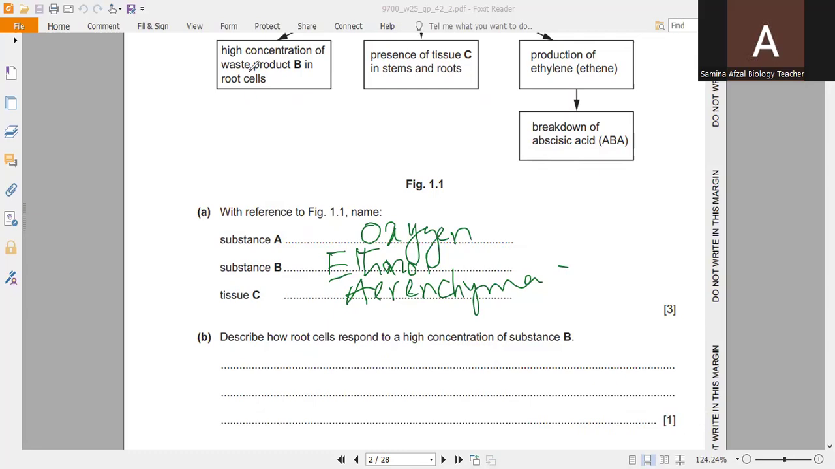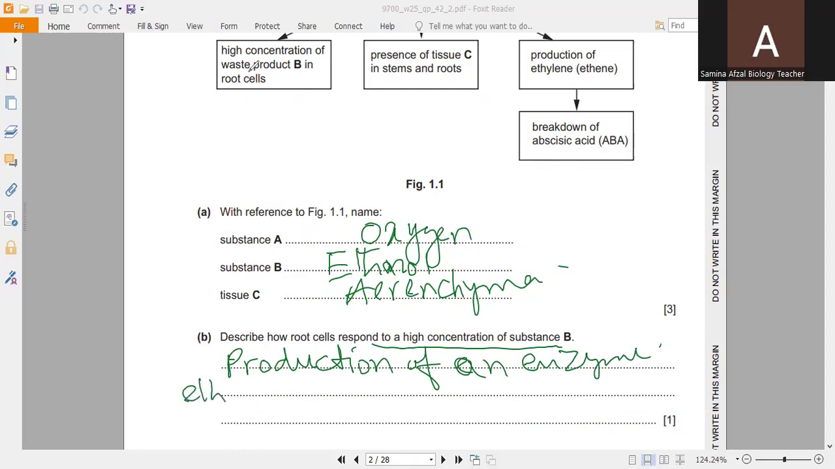So the response is the production of an enzyme, ethanol dehydrogenase, is increased to break down ethanol.